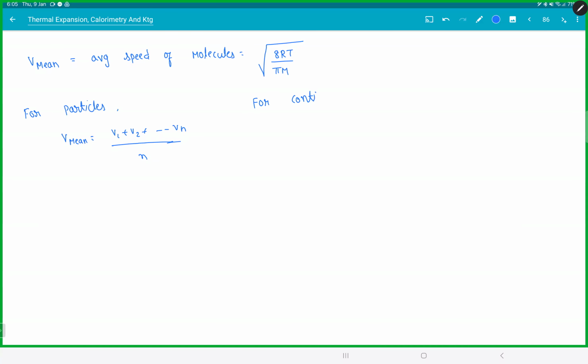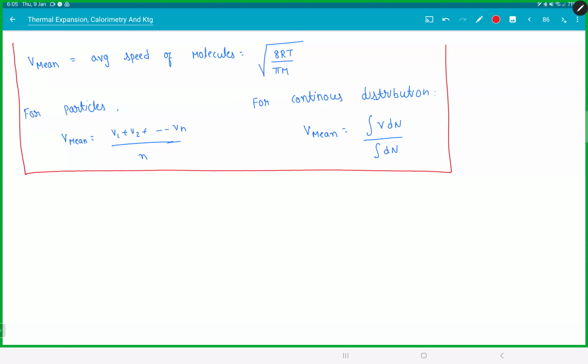For continuous distribution, I'll give an example of continuous distribution also. That means if I give you the normal distribution curve's equation, which is actually in the form of e power minus x square something, the V mean is given by integral V dn by integral dn. This is V mean. Remember, this formula is valid for Maxwell distribution. If you change the function, this won't be valid anymore. Eight RT by pi m.